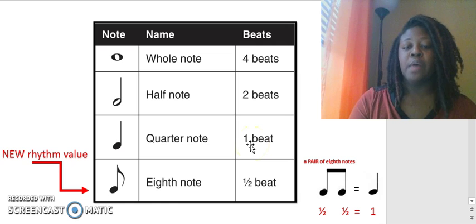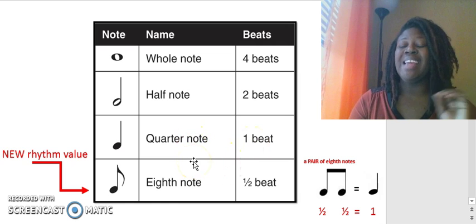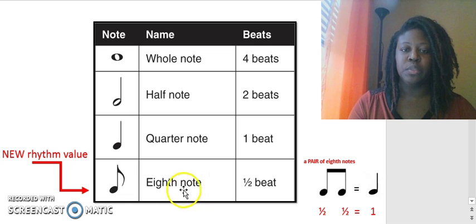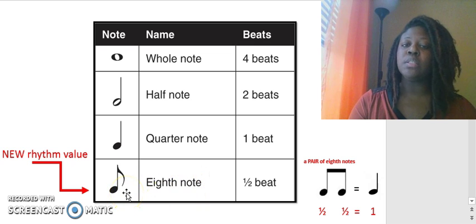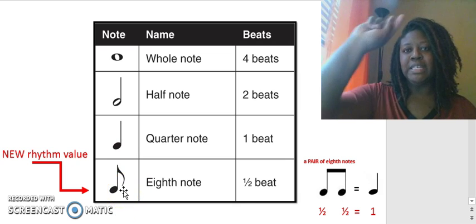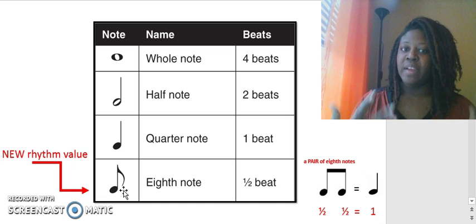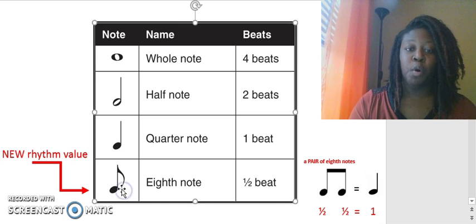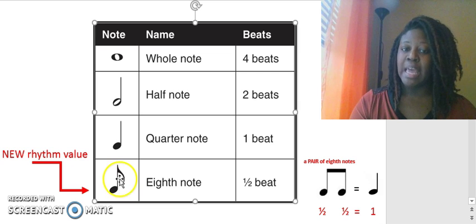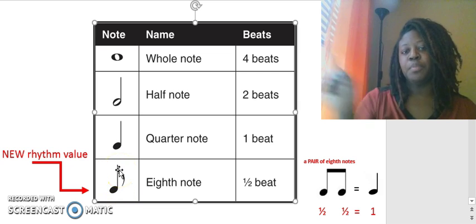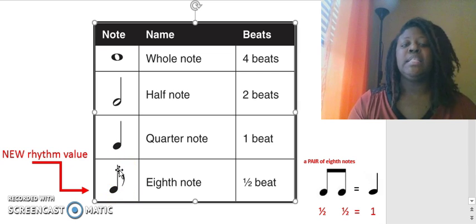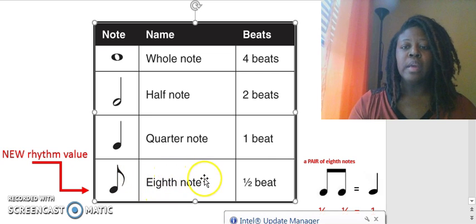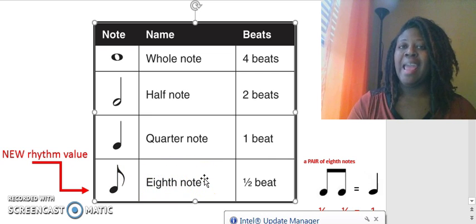Our new rhythm value for today is the 8th note. If you notice, the 8th note looks similar to the quarter note, except it has what we call a flag at the top, a little piece coming down. It's called a flag, okay? The part of the note that goes straight up is called the stem, and the part that falls down from the top is called the flag. This is called an 8th note, and an 8th note gets a half a beat, okay?